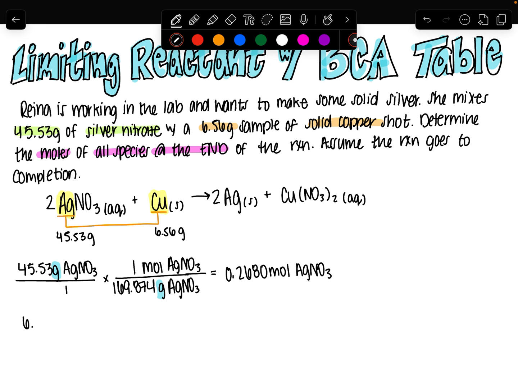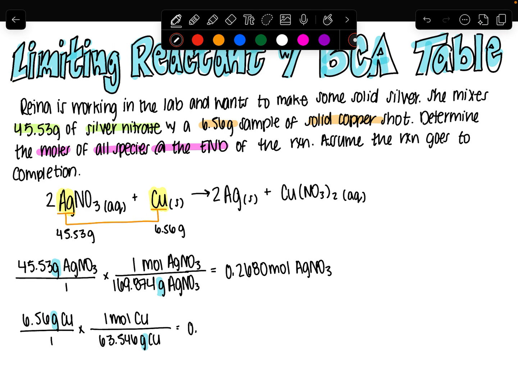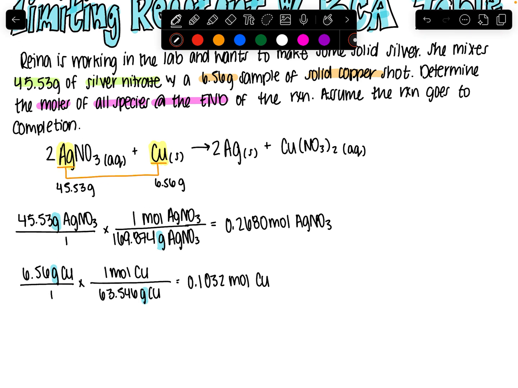I know that I'm starting with a mass of 6.56 grams of copper. I also want to convert this to moles, which means my setup is going to be the exact same thing. I have moles of copper on top, and I have the molar mass of copper, 63.546 grams of copper, that are going to go in the denominator. So my units of grams will cancel out. When I plug this into my calculator, I end up with a value of 0.1032 moles of copper.